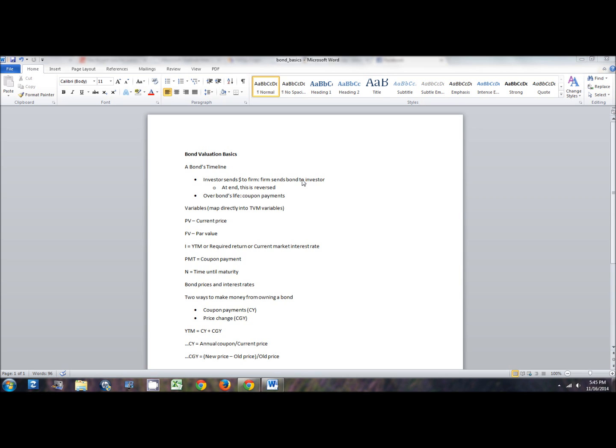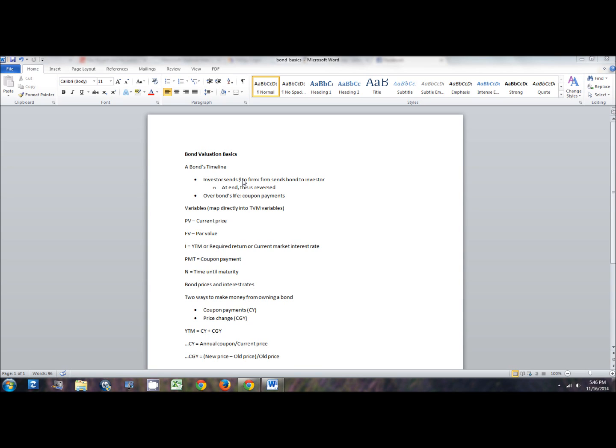Now that bond, generally speaking, will be alive for a fixed segment of time. It might be a year, it might be 2 years, 5 years, 10 years, whatever the case may be. At the end of the bond's life, or when the bond matures, which is the formal term we would use, this process is reversed.